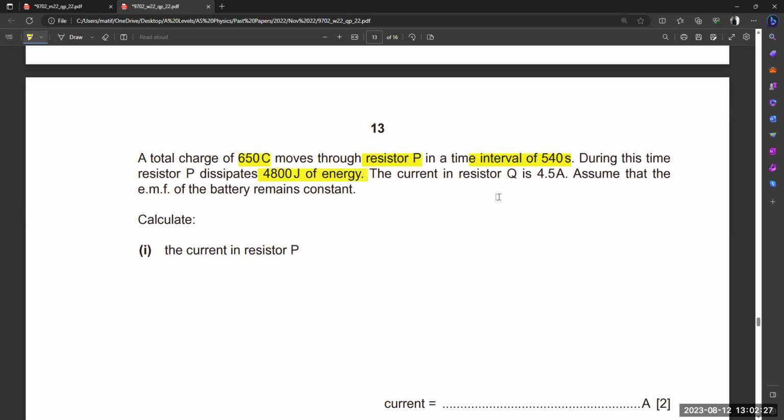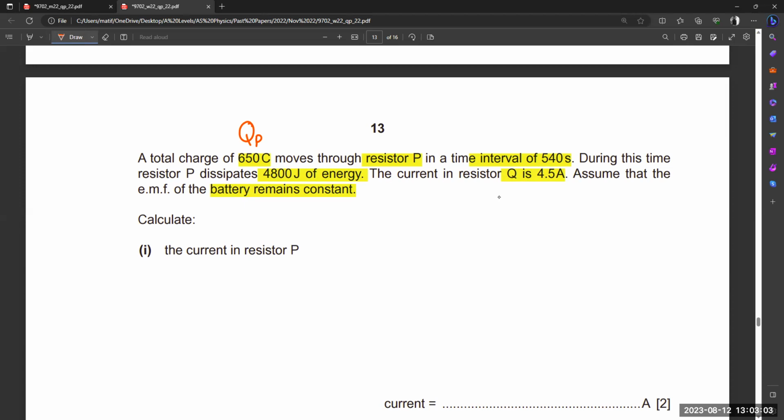Next part is the current in the resistor Q is 4.5 ampere. Assume that the EMF of the battery remains constant. This is an important point. Calculate the current in resistor P. So first of all, we know that the charges for resistor P are given, right? These are the charges that are passing through resistor P.